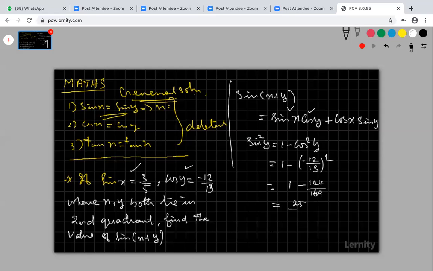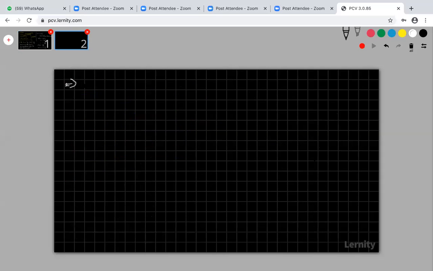Okay, my sin y is equal to plus or minus 5 by 13. But y lies in the second quadrant. x and y both lie in the second quadrant. If the angle lies in the second quadrant, then sine of the angle is always plus only, not minus. So my sin y is equal to plus 5 by 13.